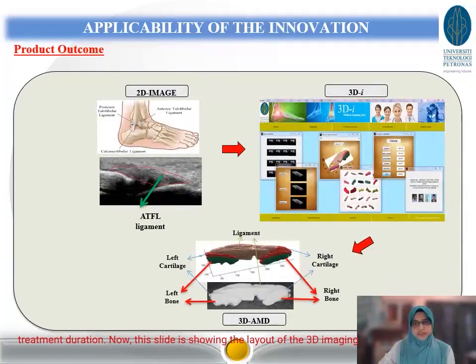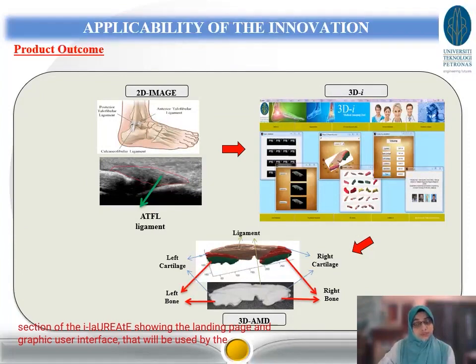Now this slide is showing the layout of the 3D imaging section of iLaureate, showing the landing page and the graphic user interface that will be used by the clinician. It is able to show the layout of the right cartilage and a 3D view of the ligament itself, as well as showing the 3D printing of the ligament section.